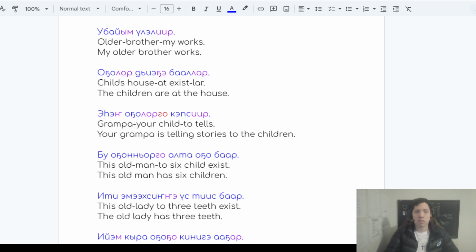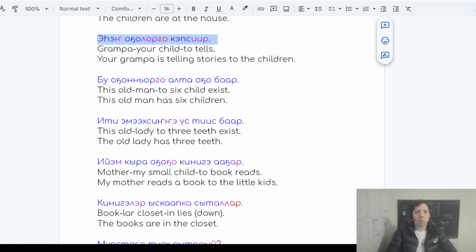Re means to or at. Dative case. It really helps you understand the language if you know what the root word is and you know what the endings are, which in English would usually be put before the word. Instead, it just becomes a lot more clear. Ağalar ciğe bağlar. The children are at the house. Then, ehen ağalarga kepsir. Your grandpa's telling stories to the children. It doesn't literally say tell stories, it just says tell, but that's basically what it's saying.